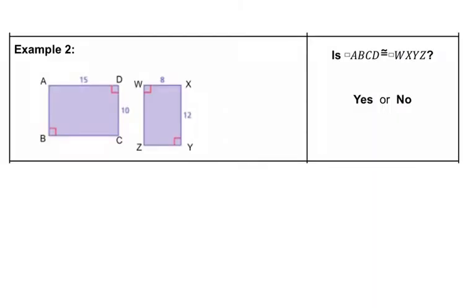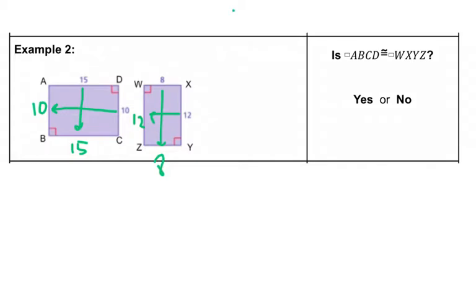All right, example 2. We have two rectangles in this problem, okay? And we can see they're rotated a little bit. So in order to help, I'm just going to fill in some opposite sides because we know opposite sides of rectangles are equal. And that way we can compare all of the sides to each other.